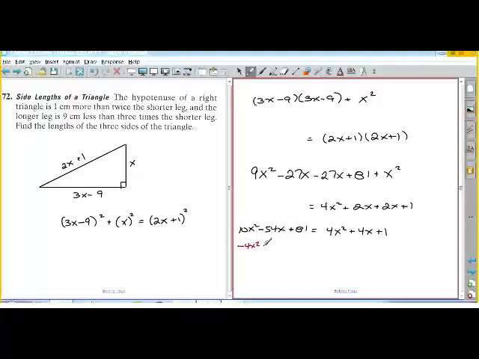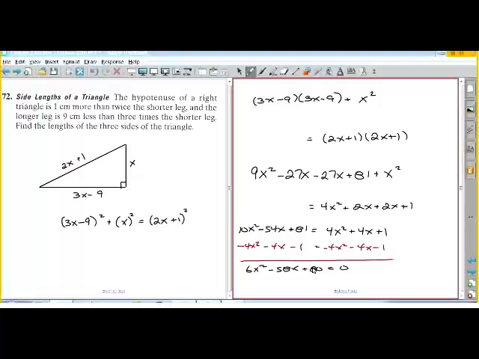And then what we'll do is we'll subtract 4x squared, we'll subtract 4x, and we'll subtract 1 from both sides to get 0 on the right-hand side. So 10x squared minus 4x squared is 6x squared. 54x minus 4x is negative 58x. And 81 minus 1 is 80.